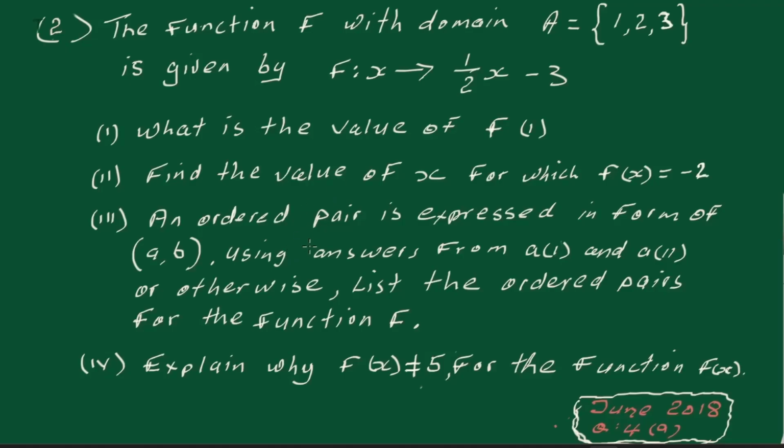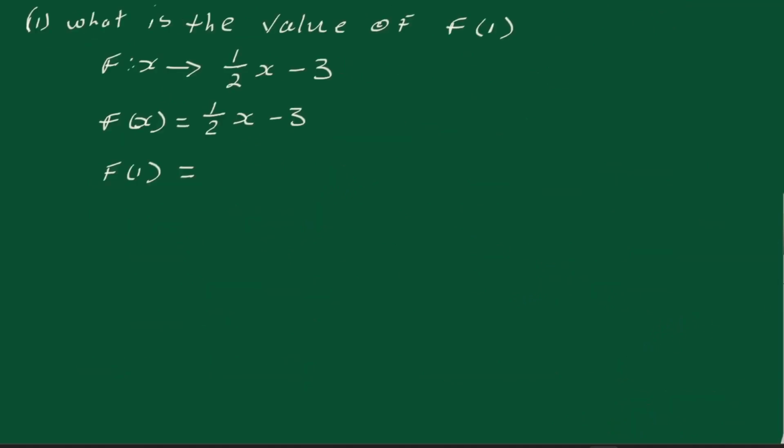Question 4, looking at question 2. This is taken from the June 2018 past paper, question 4A. Now the first part of the question asks us, what is the value of f of 1? Again, we were given the function f is such that x maps onto a half x minus 3. When you get it in this format, you'll replace it with the equation format. So you're going to put this in an equation format. So it's f of x equals a half x minus 3.